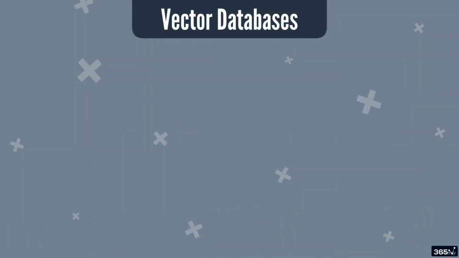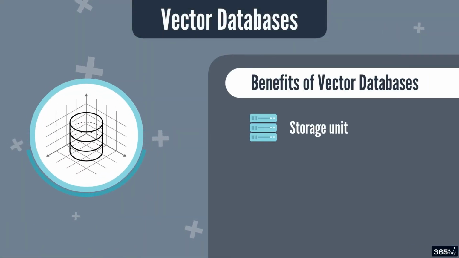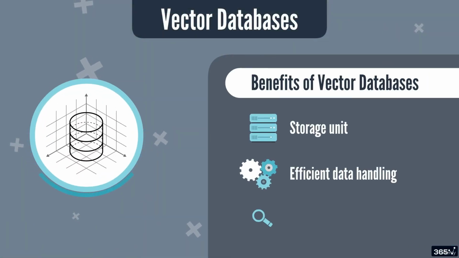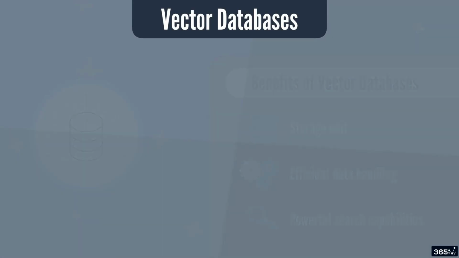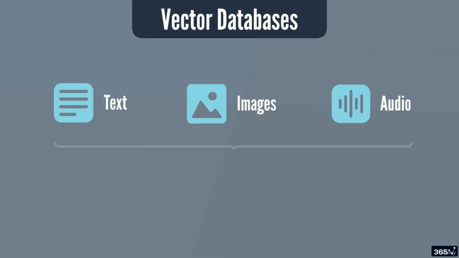At its core, a vector database is not just a storage unit, but a powerful tool designed to manage and search through high-dimensional data. This data often comes from sources like natural language texts, images, and audio, all of which are transformed into numerical vectors.